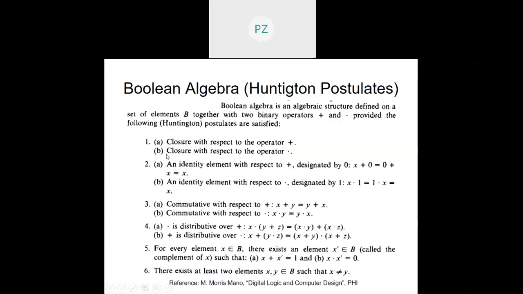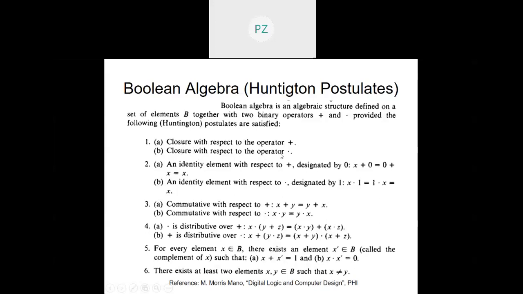Now let us go through these postulates one by one. Number one, closure with respect to the operator plus. That means we have the elements 0 and 1. Whenever we carry out the OR operation, the result is also contained within the set {0, 1}. We have seen in the previous lecture that in the truth table for OR, for all the possible input combinations, the output remains either 0 or 1. So this is what closure means.